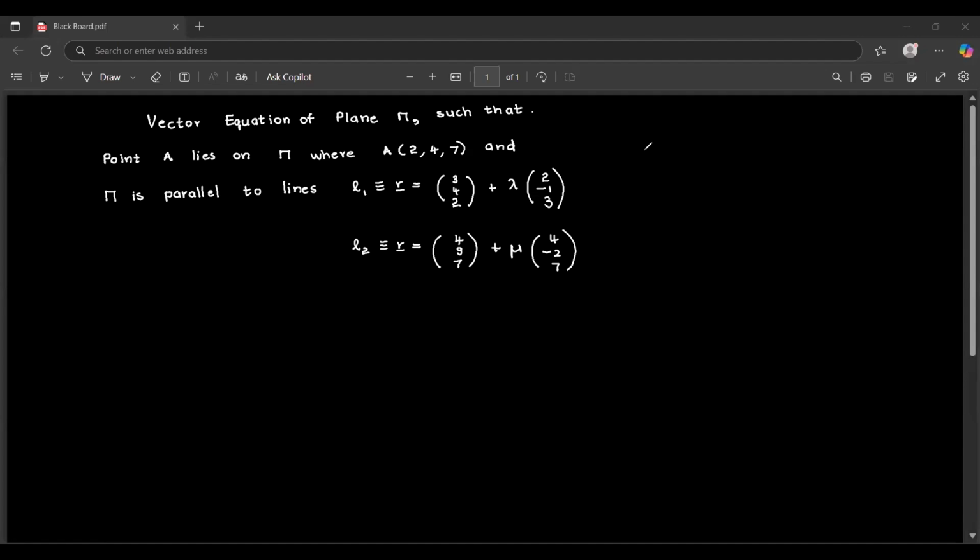So let's do this question. Vector equation of plane pi. We are going to find the vector equation of plane pi such that point A lies on pi, where A is given as 2, 4, and 7.